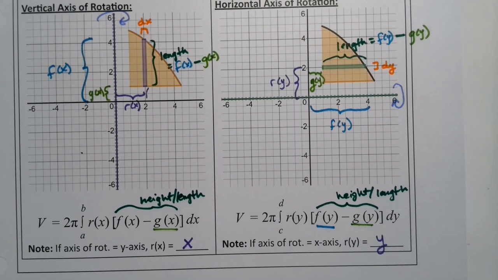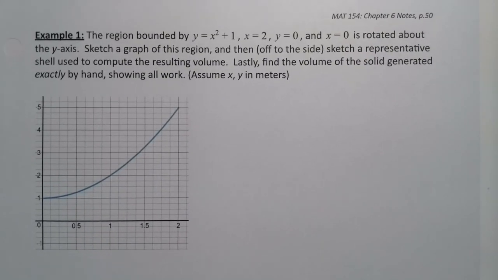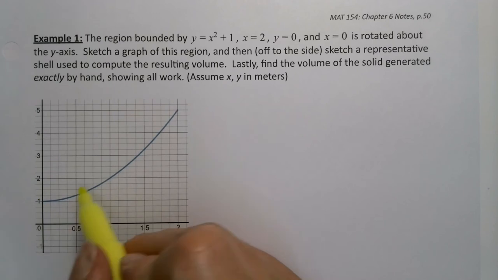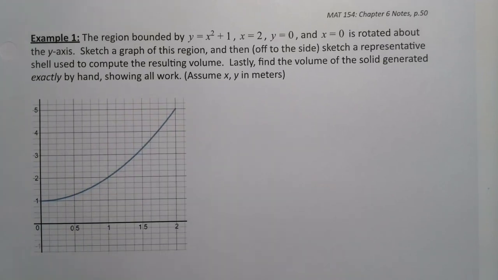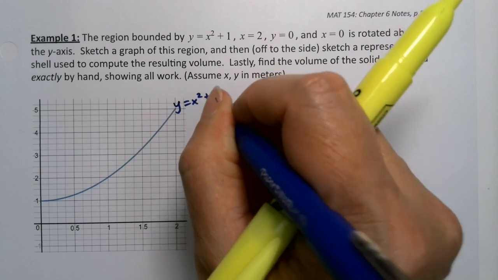So let's put our theory into practice with an example. We're going to have a region that's bounded by y equals x squared plus 1, x equals 2, y equals 0, and x equals 0. So I've got x squared plus 1 drawn right here. I have that lovely curve. So this is y equals x squared plus 1.